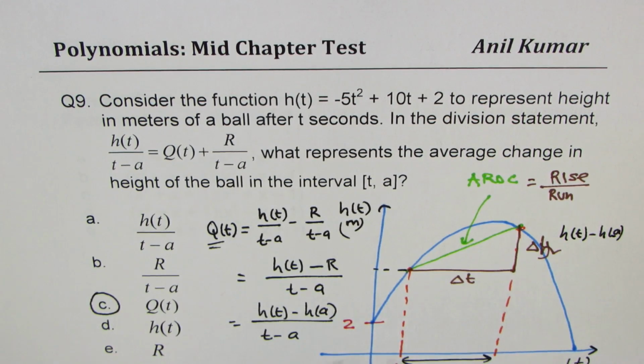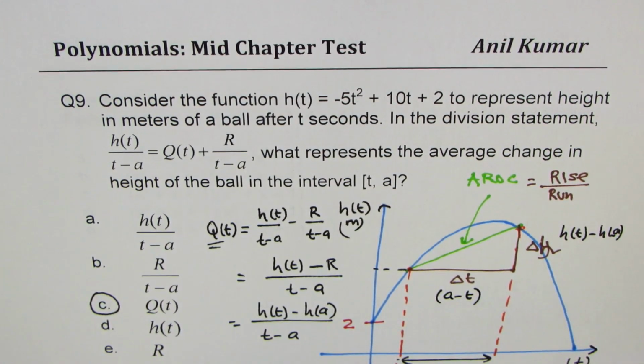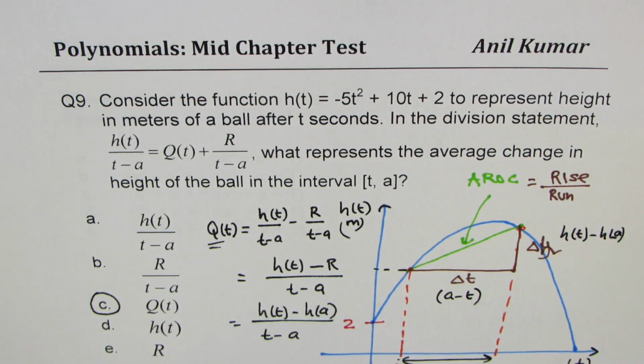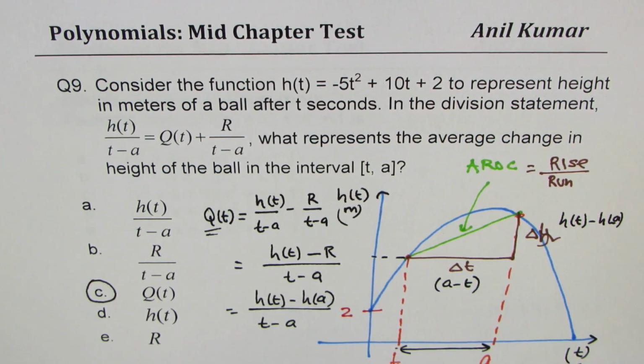So as per my diagram where I took t some value and then a later on, in that case, we have this value as a minus t. Is it okay? A minus t. So that is how you get rate of change, and clearly it is the quotient which gives you the average rate of change. So whenever you divide these polynomials, remember that the quotient represents rate of change. It is normally the answer. So we could also find a rate of change between any 2 points on the curve.